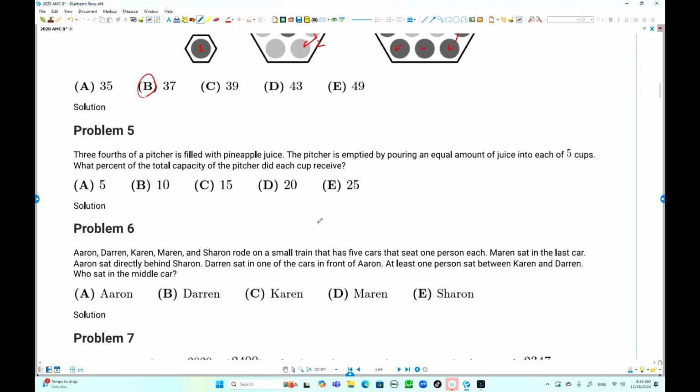3/4 of a pitcher is filled with pineapple juice. 3/4. The pitcher is emptied by pouring an equal amount of juice into 5 cups. The question over here, what percent? That's when you find the percent of total capacity, right? Each cup. So 3/4 is how much percent? 75%. Divided into 5, right? So you can divide by 5, 15% each, okay?